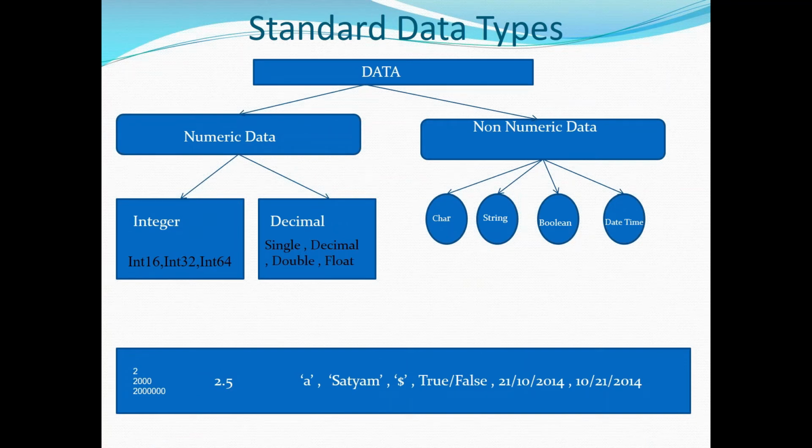Now we will see what are the standard data types available in C#. See, when you talk about data, as I said, you will find different types of data. Let's say 2000, 2.5, A, some name like Satyam, a dollar sign, true, false, a date. Is there any difference between 2 and 2.5? Yes. 2 doesn't contain a decimal part, but 2.5 contains a decimal part. So when it comes to memory, 2.5 might require some more space than 2. It may or may not, but there might be some difference in the storage also.